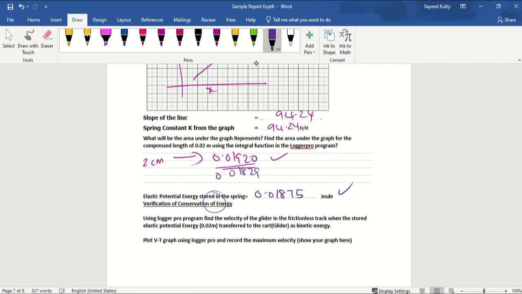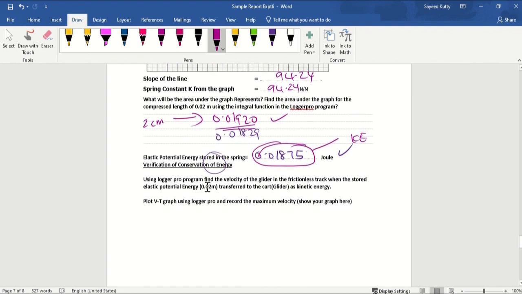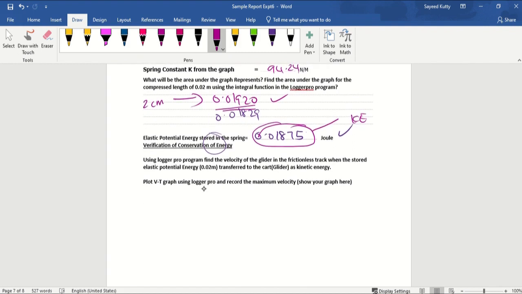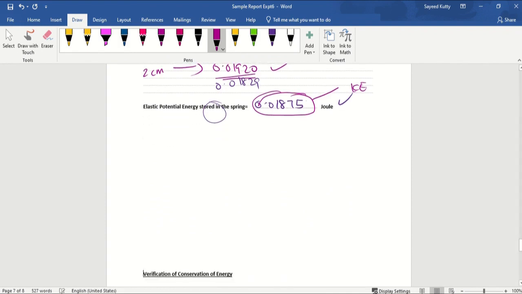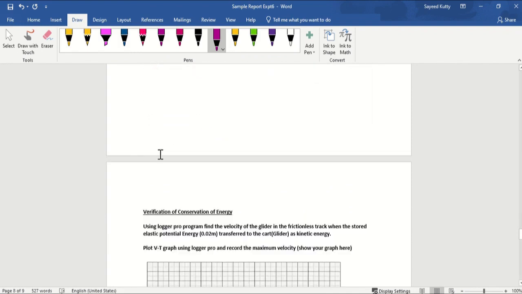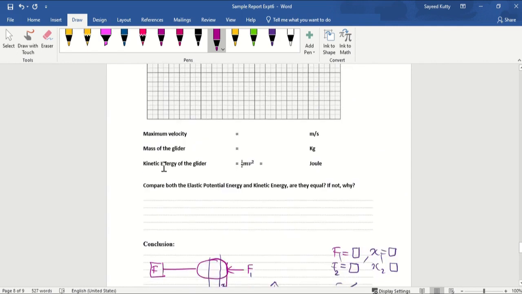So we calculated the potential energy stored in the spring. According to the law of conservation of energy, this potential energy, whatever it is, must transfer to the cart as kinetic energy. That's the second part. Here, using the logger program, find the kinetic energy. That is the verification of conservation of energy. Let me move this to the second page so that it will look nice. Okay, so this is the second page.